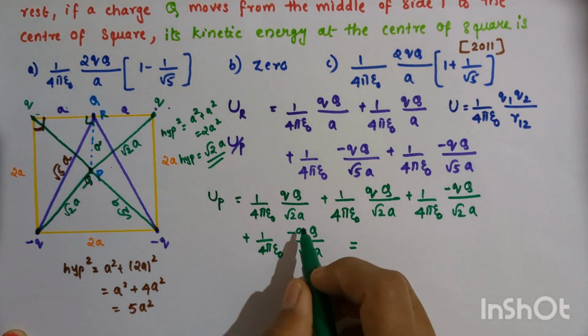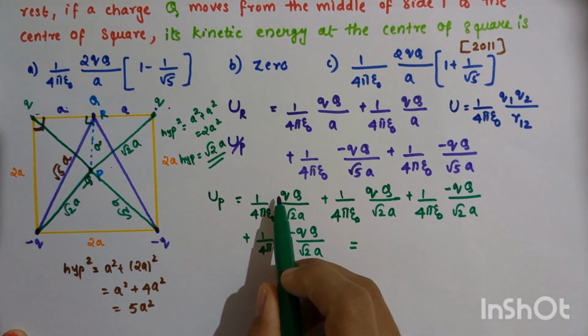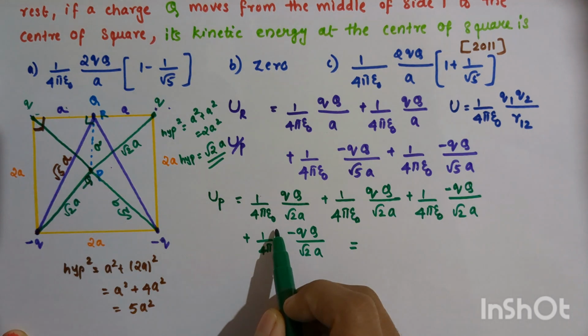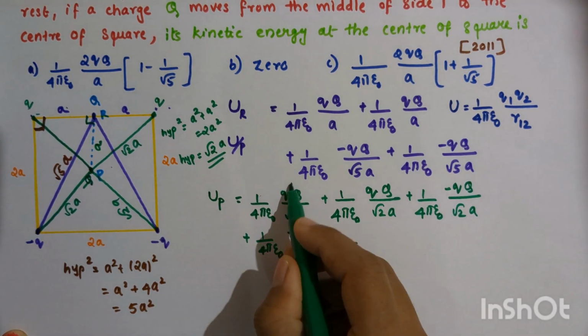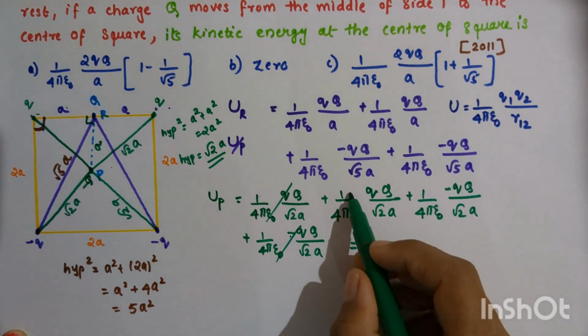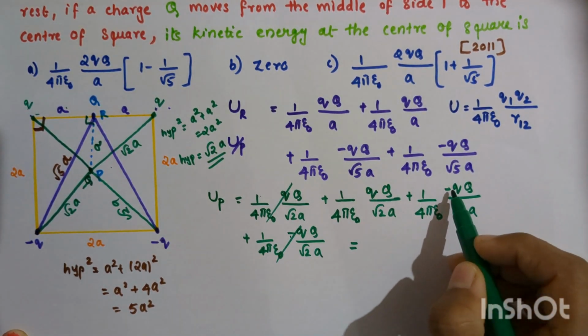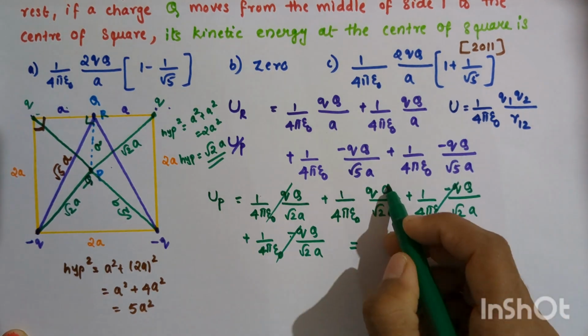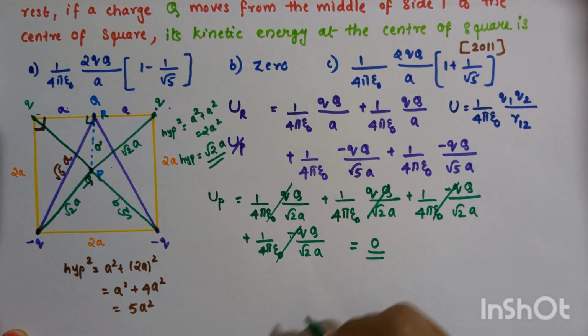So potential energy at P will be equal to what? You see this plus 1 by 4 pi epsilon 0 q by root 2a, and this minus 1 by 4 pi epsilon 0 q by root 2a, they cancel each other. And 1 by 4 pi epsilon 0 q by root 2a and 1 by 4 pi epsilon 0 minus q by root 2a, they cancel each other. So potential energy at P will be equal to 0.